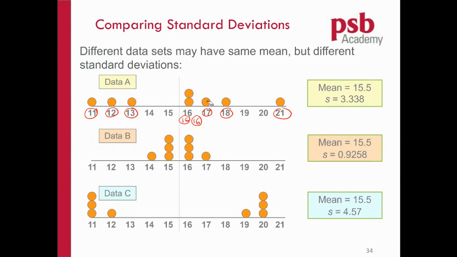This one is in the middle of those two. Okay, so this has a higher spread. You have the higher standard deviation. This has the lowest spread among the three, and this is in the middle of these two.